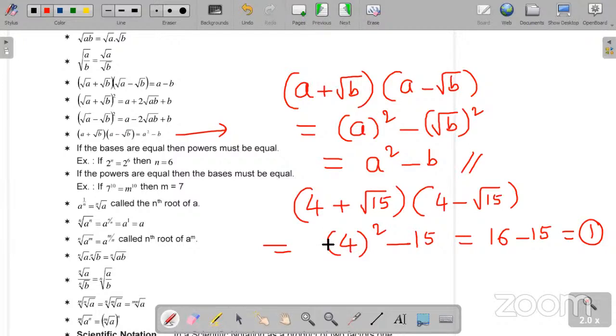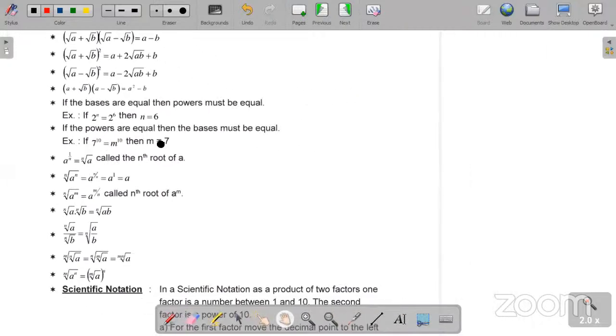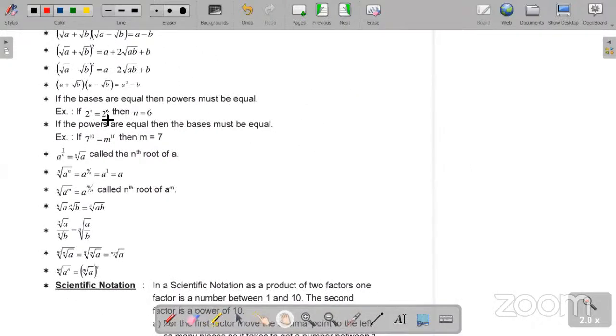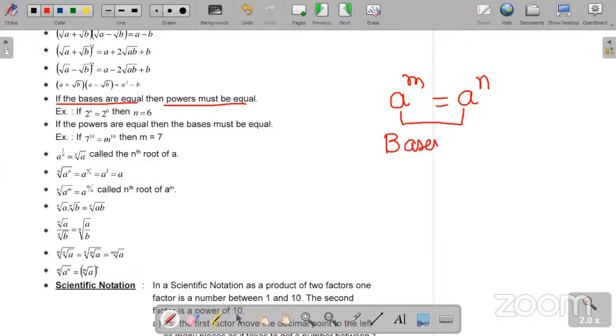Okay, let us move to the next concept. This is very important. Let me read this concept now. If the bases are equal, then the powers must be equal. For example, a to the power of m is equal to a to the power of n. What do you observe here? Both the bases are equal. If the bases are equal, the powers must be equal. That means exponents are equated. That means m is equal to n.